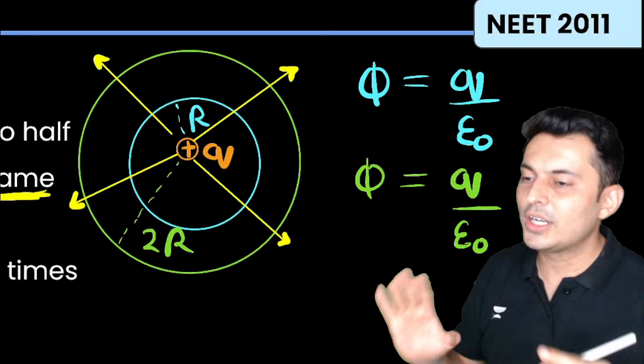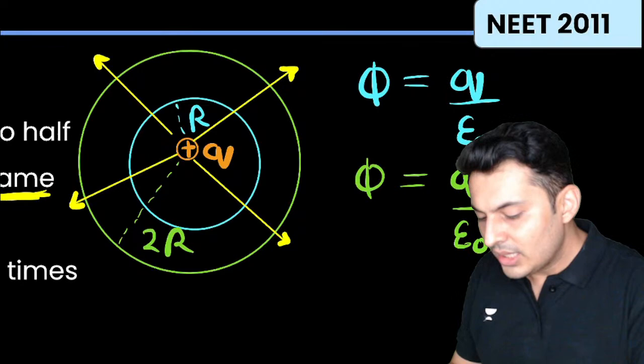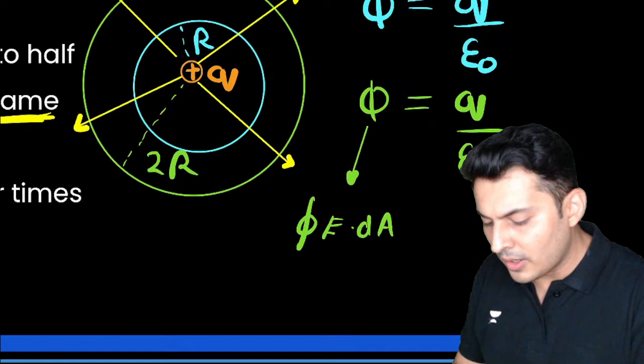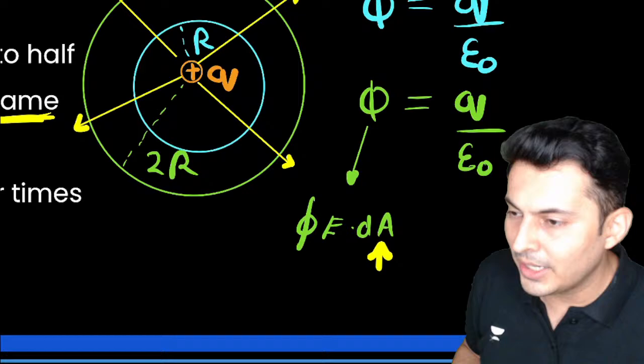It will not change no matter how big a surface you draw. Many students think this way: "Sir, flux was the integration of electric field with area. Sir, area has increased, so if area increases, flux should also increase." Did you also think about it that way?